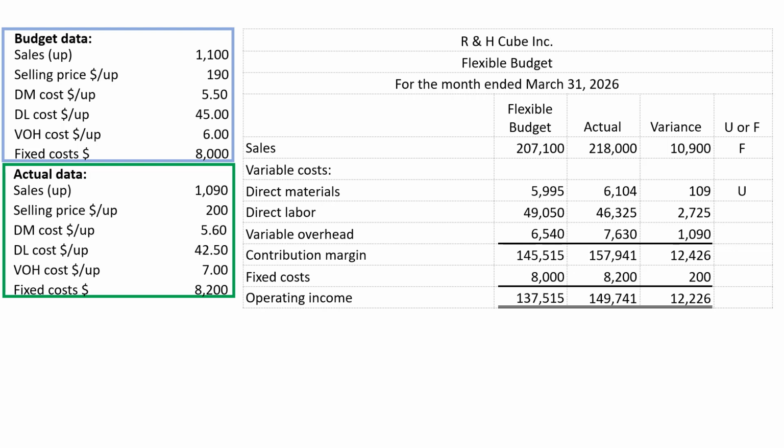Pause the video here and see if you can determine for each row whether the variance is unfavorable or favorable. Remember to check the line label first to see if you're working with a cost or a revenue related row. This concludes the video Flexible Budgets Part 2.